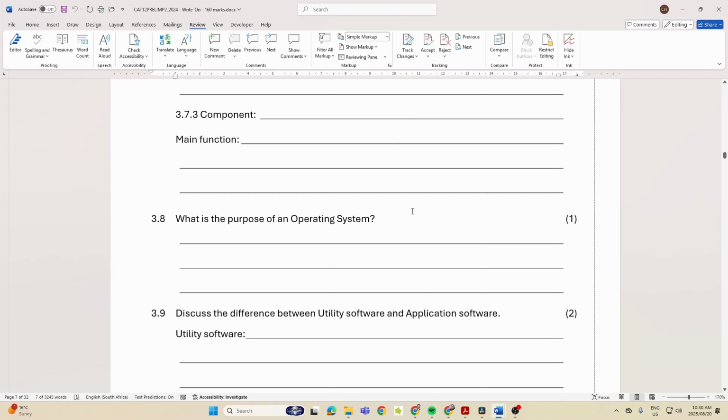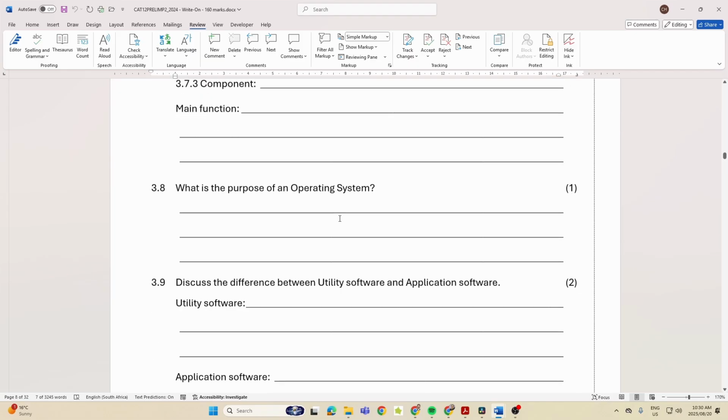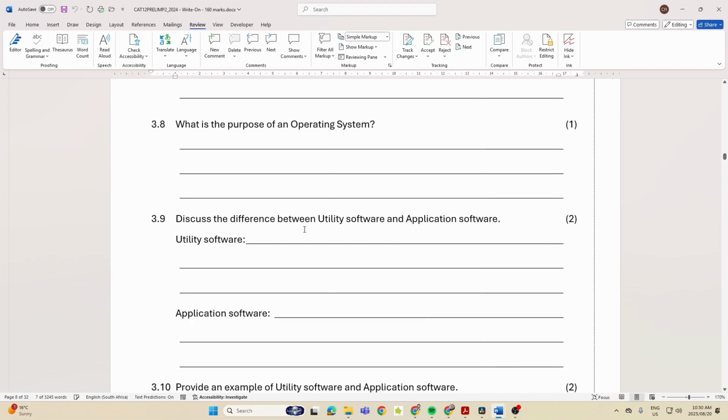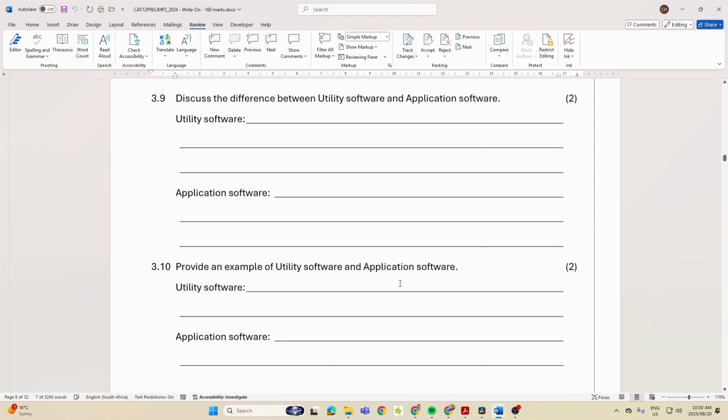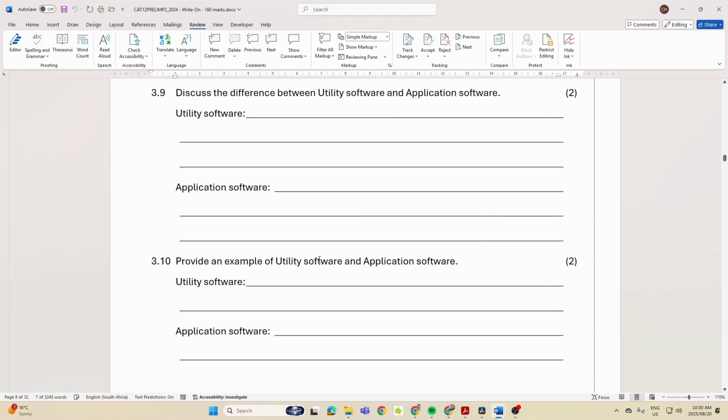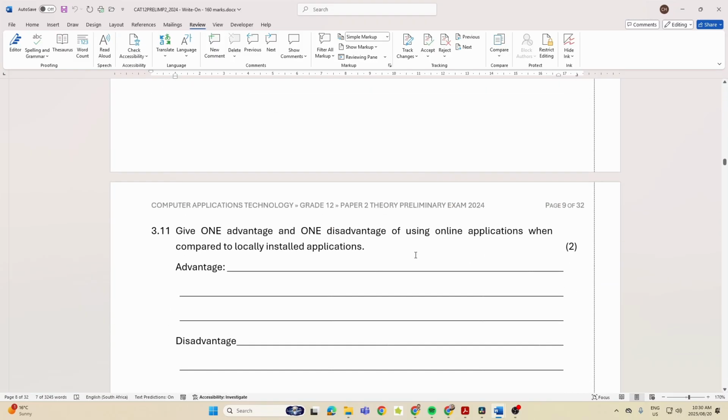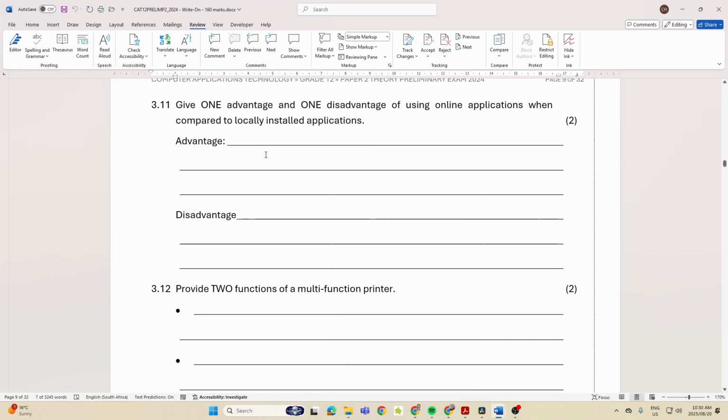Okay. So can you see purpose of the operating system? Didn't we have that? Discuss the difference between utility software and application software. Provide an example of utility software and application software. Give one advantage and one disadvantage of using online applications.